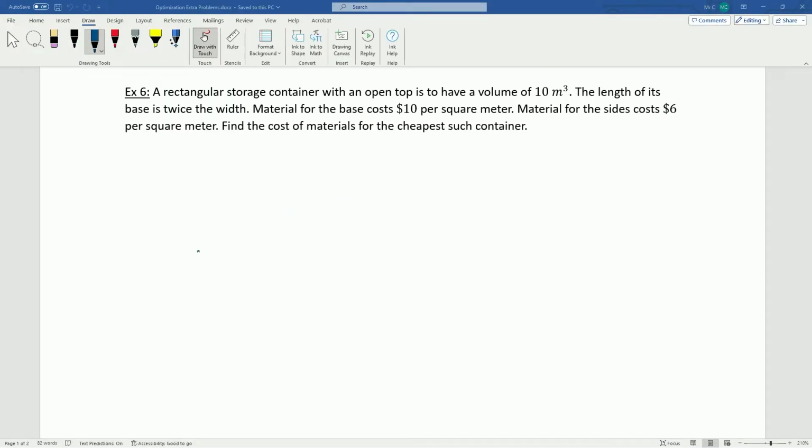So let's take a look at this example now. A rectangular storage container with an open top is to have a volume of 10 meters cubed. The length of its base is twice the width. Material for the base costs $10 per square meter. Material for the sides costs $6 per square meter. Find the cost of materials for the cheapest such container. So first, let's just try to draw this container. So it's a rectangular storage container, so we'll draw like the front side of that first.